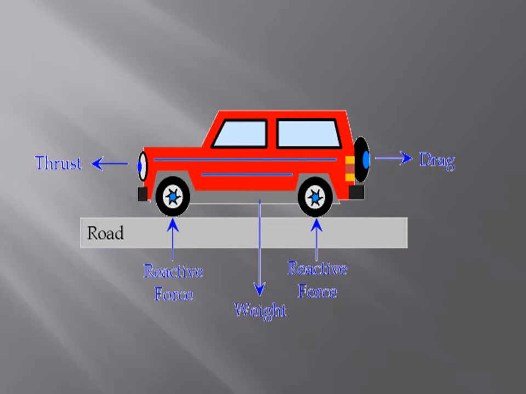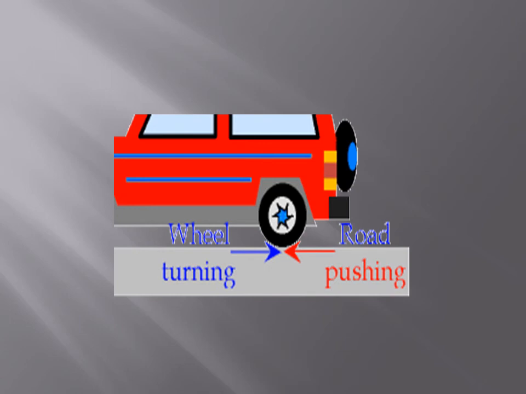Tires on the wheels push backwards against the road as they try to turn, causing an equal and opposite force which pushes the car forward. The tires must have good grip, high friction, so that they do not slip on the road surface.